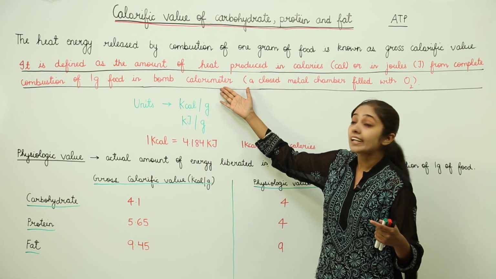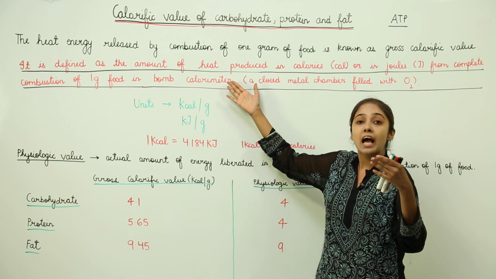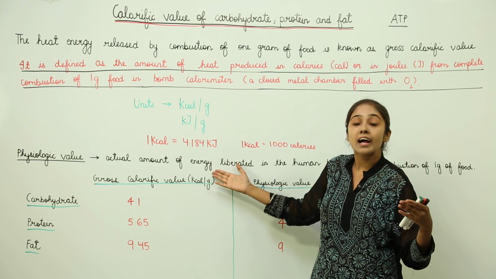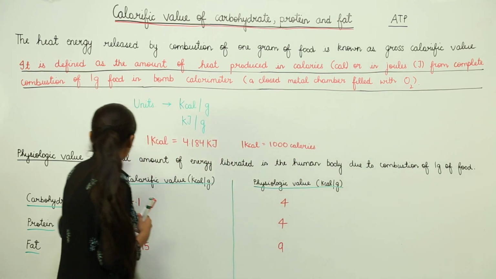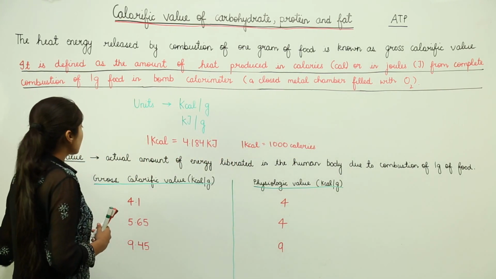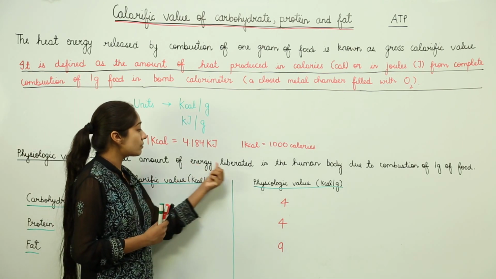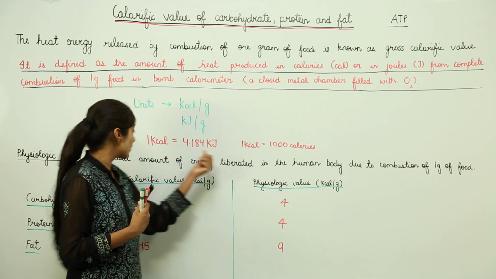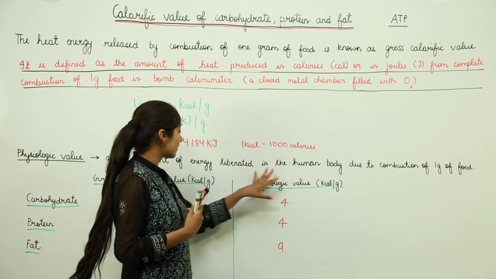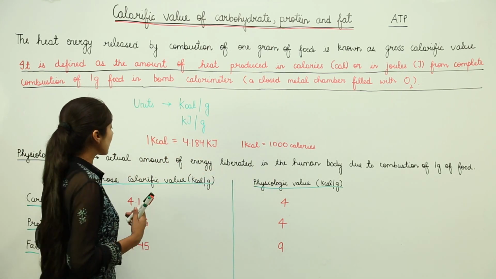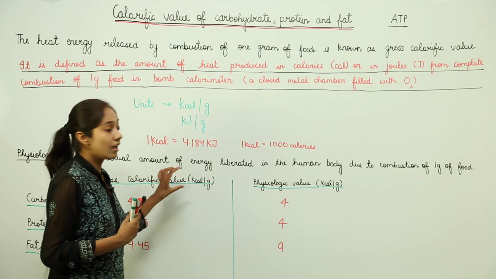It is calculated at what? The gross value is calculated at lab scale, and the physiologic value is calculated based on whatever happens inside the human body. So with carbohydrates, proteins and fat, the actual amount of energy liberated inside the body gives the value that is known as the physiologic value.